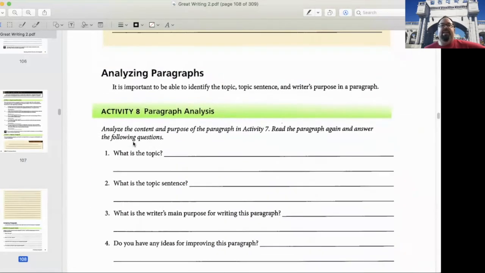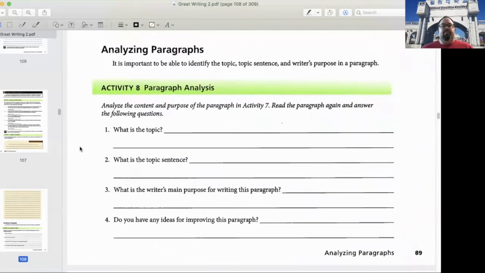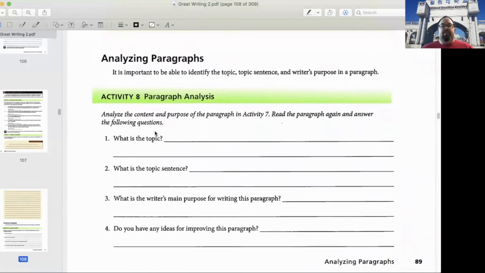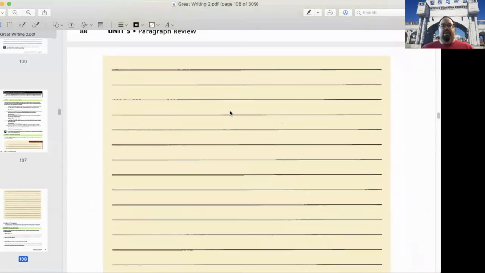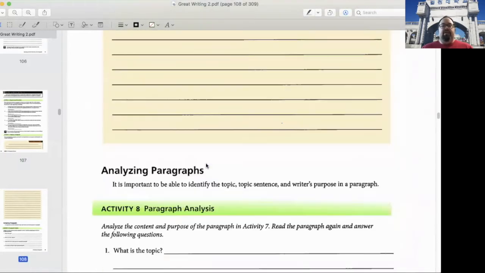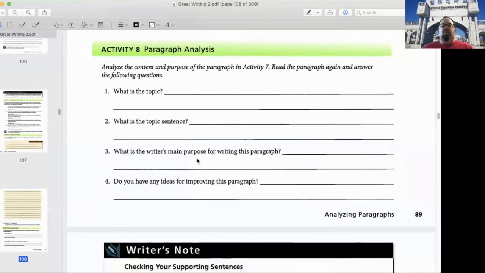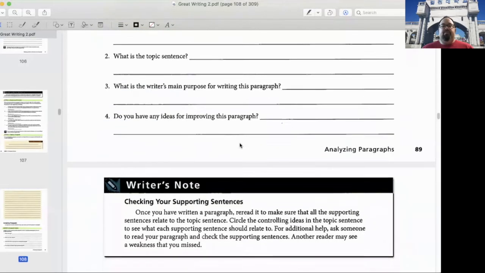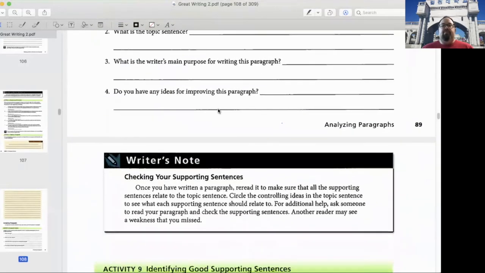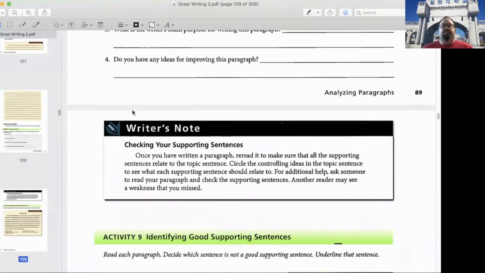Okay, and now we're going to analyze some paragraphs. So if you go back to activity 7, again, you're looking at this paragraph that you just put in order and you copied it down here. And now you're going to analyze it. You're going to answer these questions about it. What's the topic sentence? Why did the writer write this? So what's the writer's purpose? And ideas to improve. If you have any ideas to improve this paragraph, if you were writing it, what would you do to fix it, make it even better?